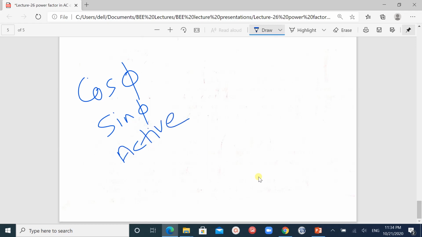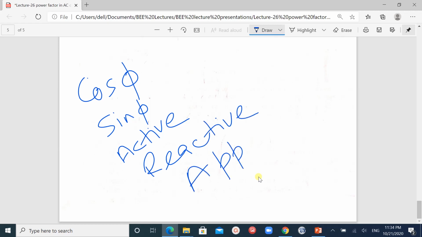So in this lecture we talked about the power factor, which is denoted by cos phi. We talked about sin phi. Then we talked about different powers, that is active power, reactive power and apparent power. So all these we will use in the coming lectures.